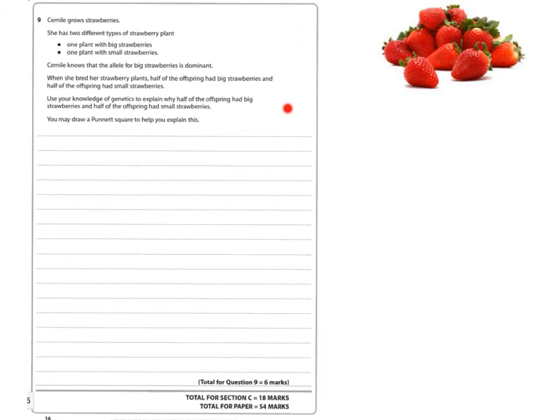This question is about the size of strawberries, but really it's about genetic crossbreeding to produce the characteristics that we want. If you read through to the end of the question, you'll see that you're asked to use a Punnett square to help explain why the size of the strawberries are 50% large and 50% small.